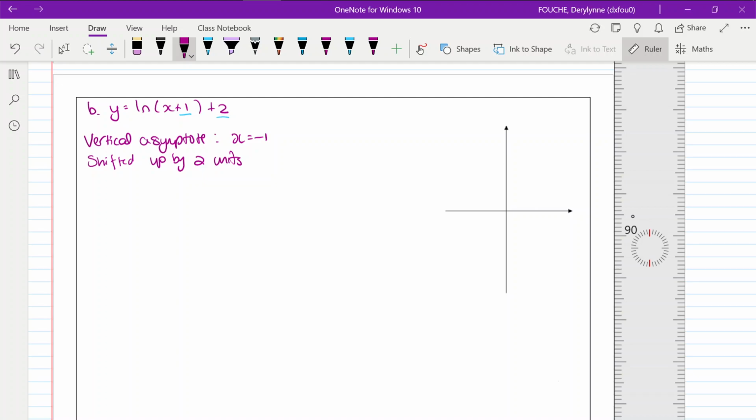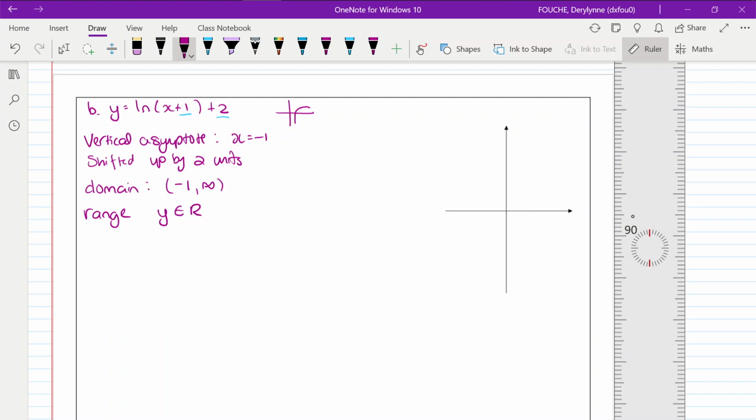I also have a look at my a and my b value, and I can see that both are positive, therefore I'm going to have a log graph in that shape. All right. Now, depending on what my horizontal shift is, that would give me my domain. And because my graph is going in the positive direction, my domain will go from -1 with a round bracket, because -1 is not included in there. It is my asymptote to infinity, and my range will be all real numbers.